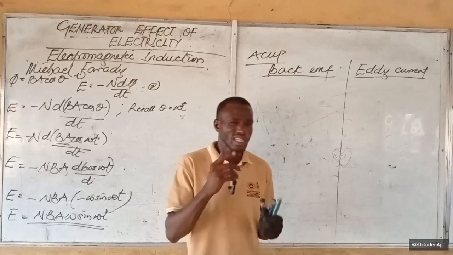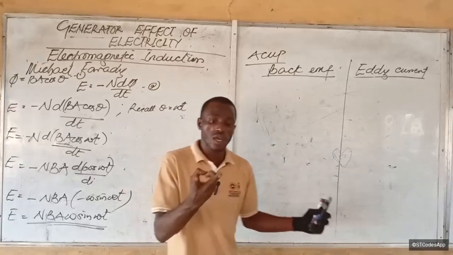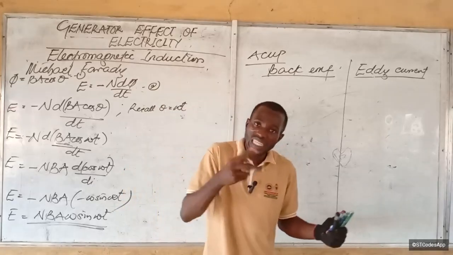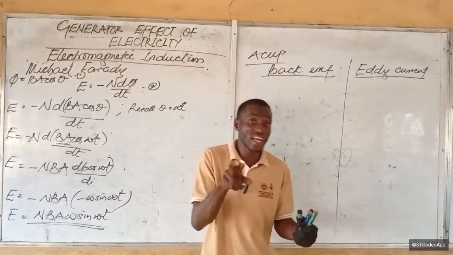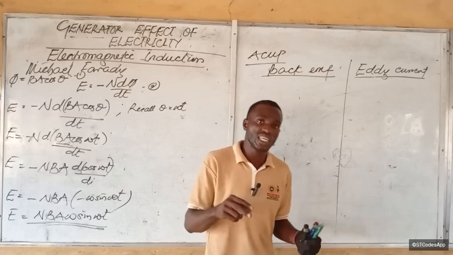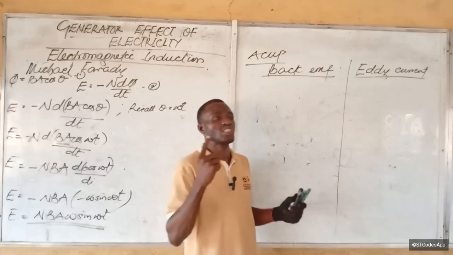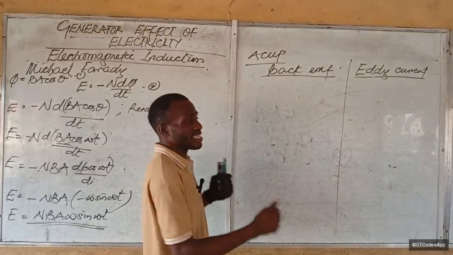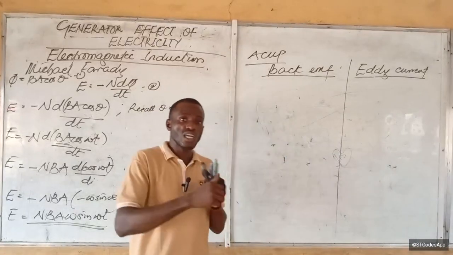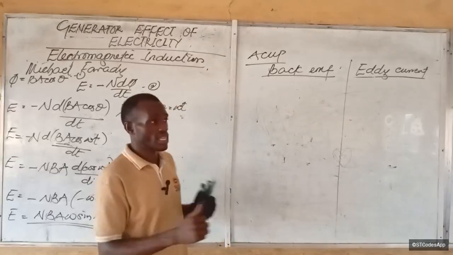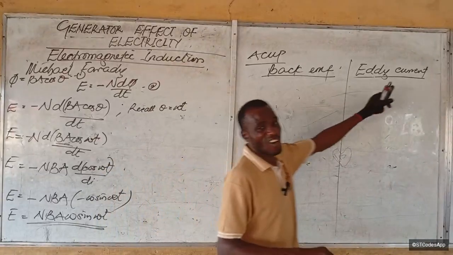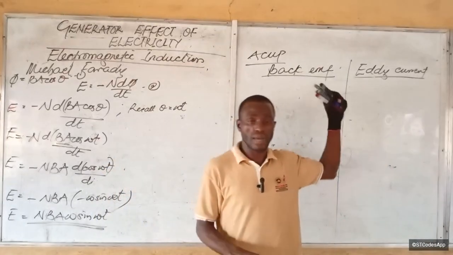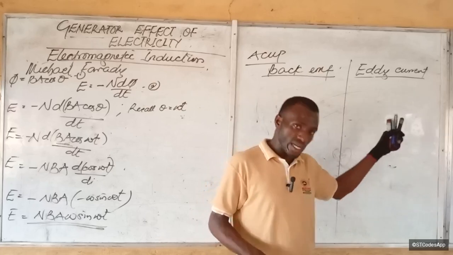But my point is that back EMF is induced because of the rotation of that coil. So as that coil is rotating, it's inducing a back EMF that is trying to hinder the change in magnetic field that is creating the EMF. Is that okay? So we call that back EMF. And the current induced there, due to that back EMF, is called eddy current.